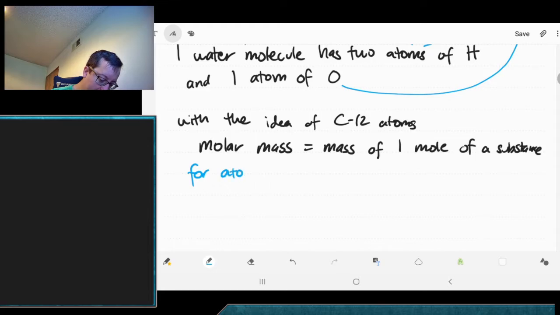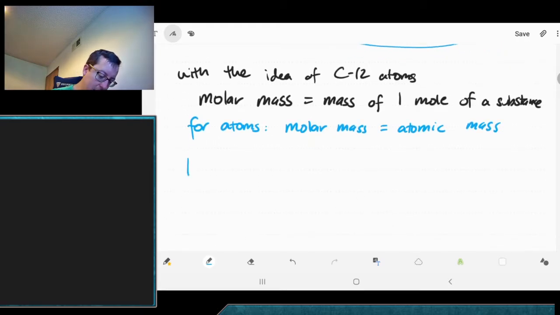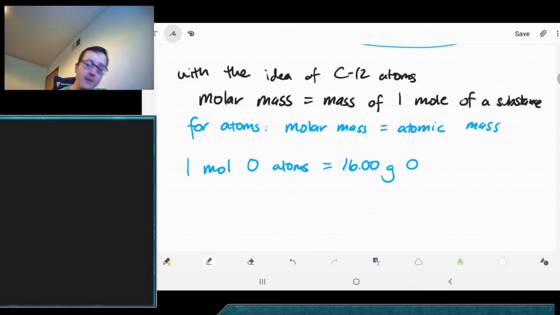For atoms, the molar mass is equal to the atomic mass. So if I were to say, okay, what's 1 mole of oxygen atoms, you could say, aha, that's equal to 16 grams of oxygen. How do I get 16?